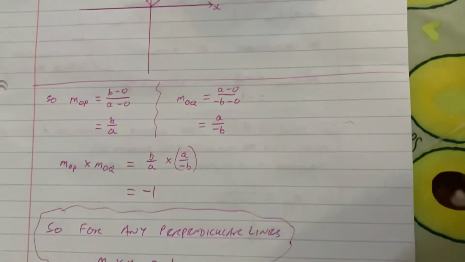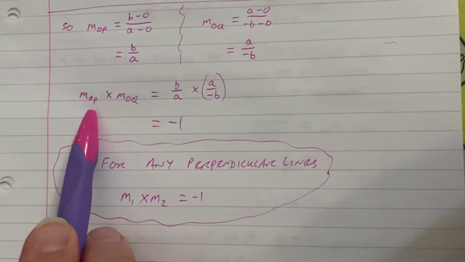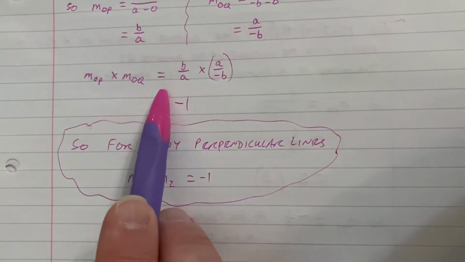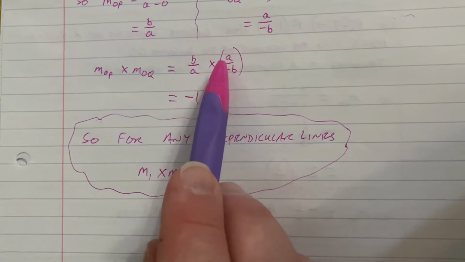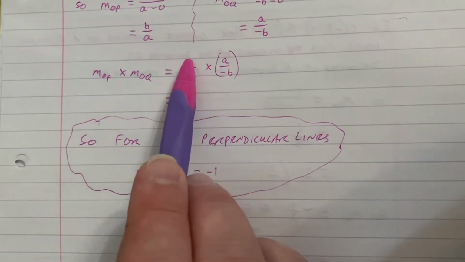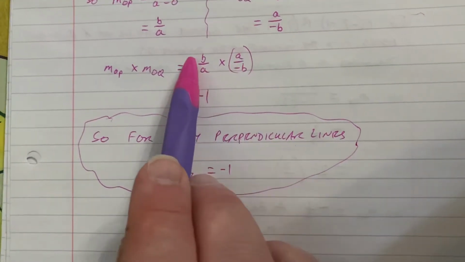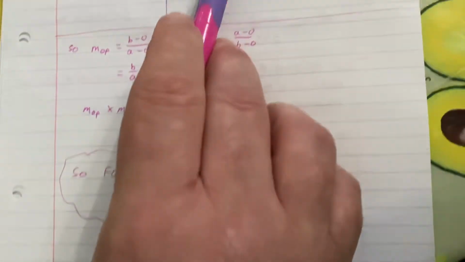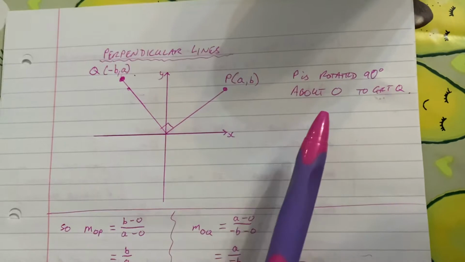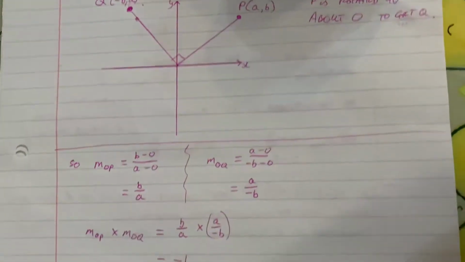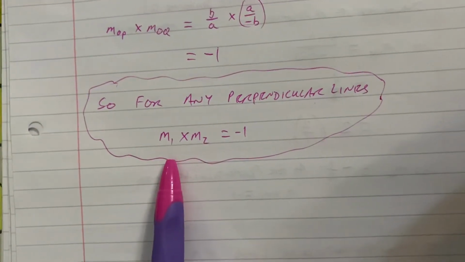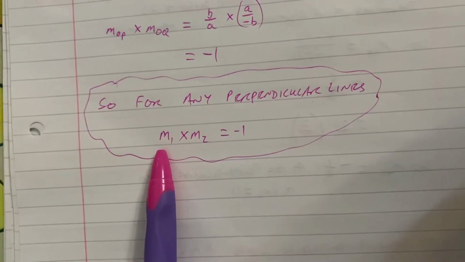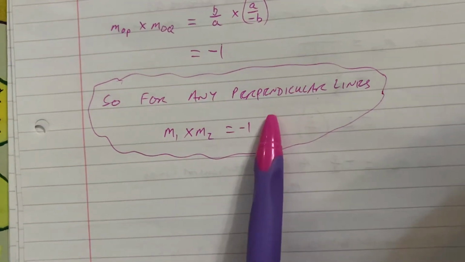If we then multiply those two together, we do MOP times MOQ. We get B over A times A over negative B. You'll notice the B's cancel, the A's cancel, leaving you with negative 1. And that's because it's with algebra. We've solved it for all values. So for any perpendicular lines, the first gradient times the second gradient will always give you negative 1.